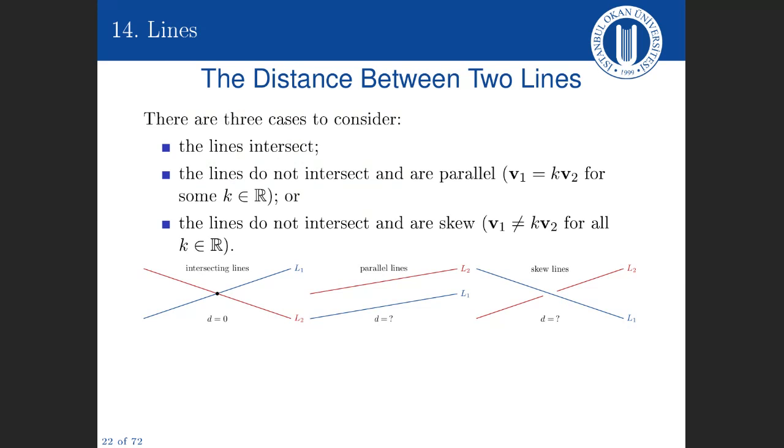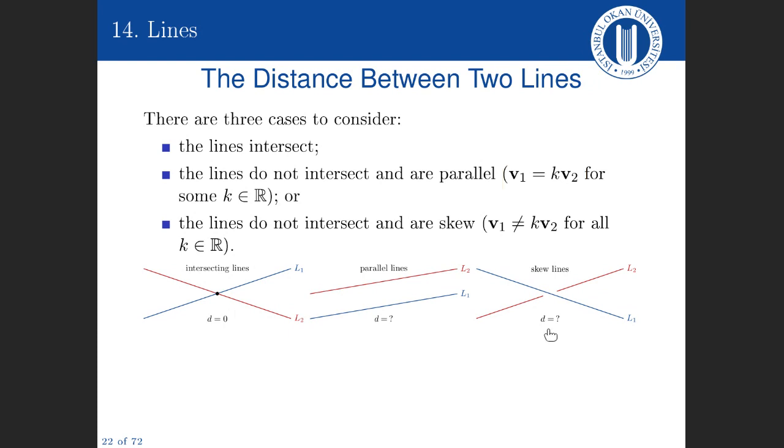The distance between two lines. There's three cases that we need to talk about. The first case, perhaps we have intersecting lines. This is easy. The distance between two intersecting lines is zero because they intersect, they touch. We might have parallel lines. How do we know they're parallel? We know they're parallel because v1 would be equal to a constant multiplied by v2.